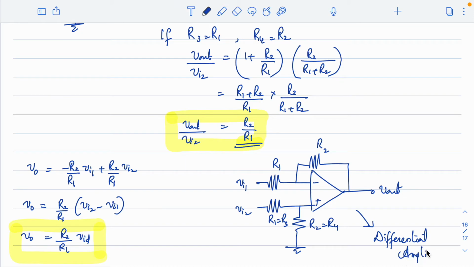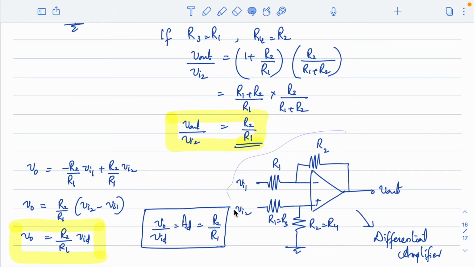Right. So what we have written here as V0 by VID, this V0 by VID is nothing but differential gain of AD, and that value is equal to R2 by R1. Now the magnitude of differential gain is purely depending on the resistance value R1 and R2. So naturally R2 should be high and R1 should be low in order to have a very large differential gain. Right. So since this is differential amplifier and we are interested to know what is the common mode gain, because the expected common mode gain of the circuit is very low. Right. So we will quickly see what is the common mode gain of this circuit.